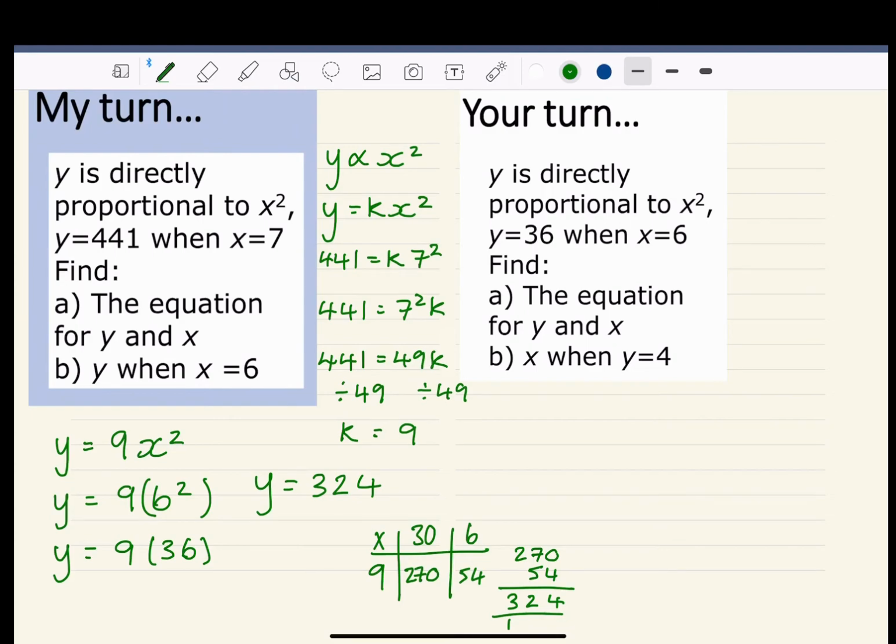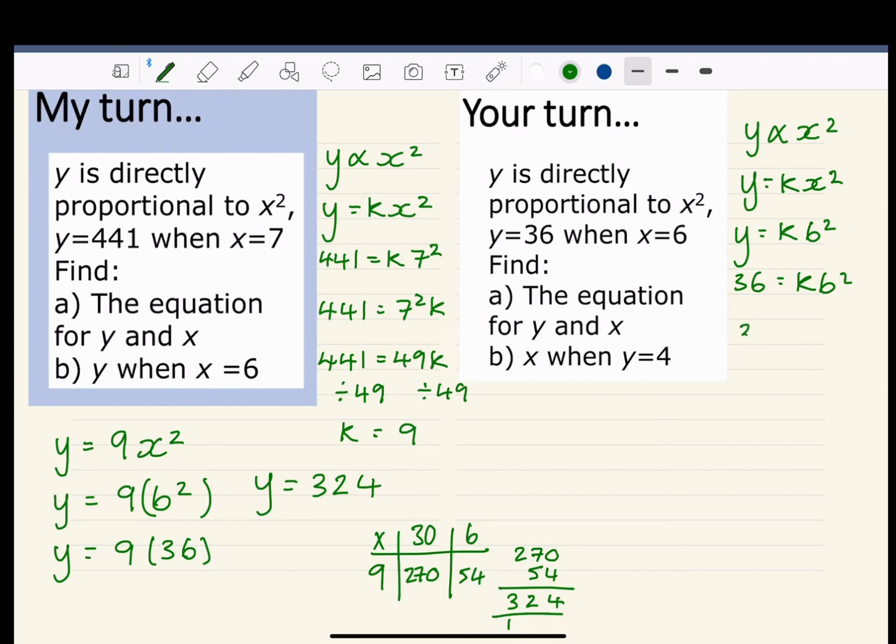So, your turn. Y is directly proportional to x squared again. This symbol just means proportional. So y is equal to kx squared. Y is equal to k times 6 squared. 36 is equal to k times 6 squared.